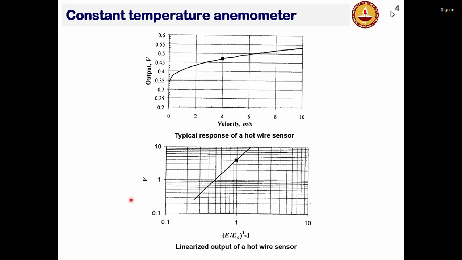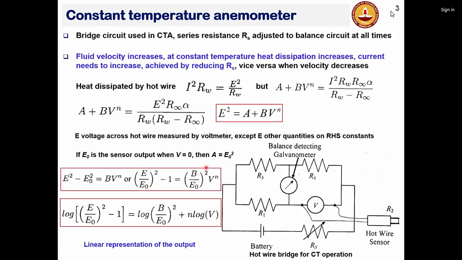So in the hardware, instead of using an equation like this, if you take logarithmic of the left hand side, so you have log of E by E naught. You take logarithmic of right hand side. So this is basically product of two things. So it will be log of B over E naught whole square plus log of V to the power n. Log of V to the power n will basically be n into log V.